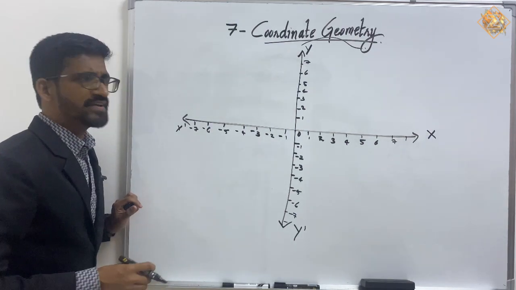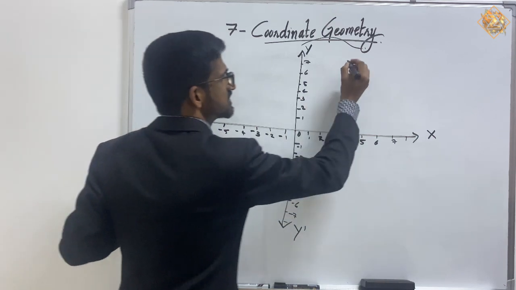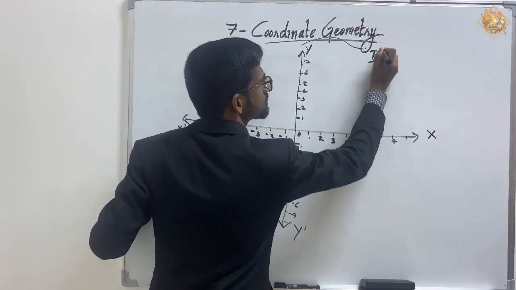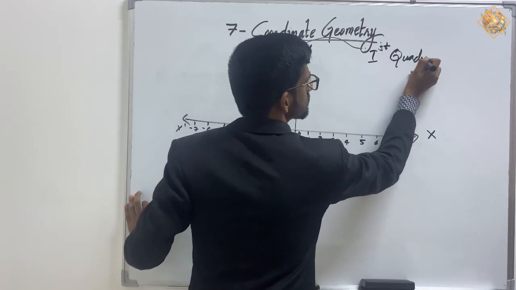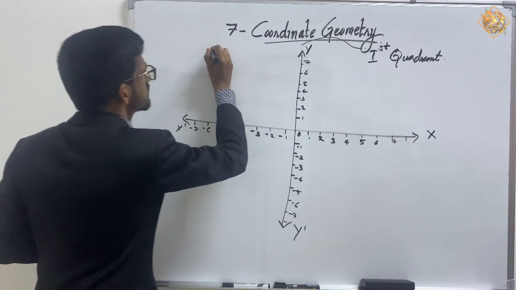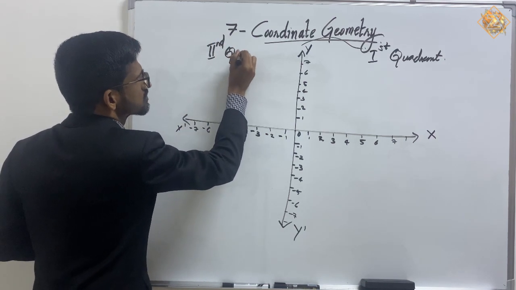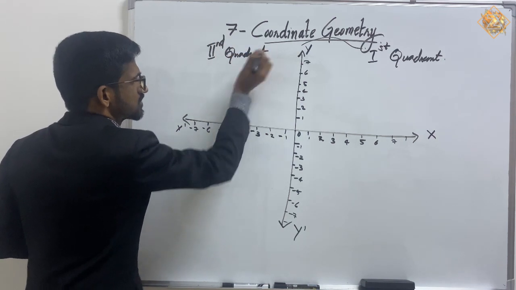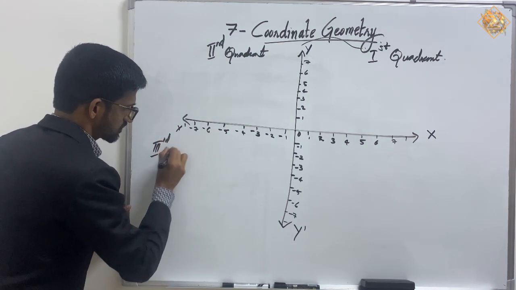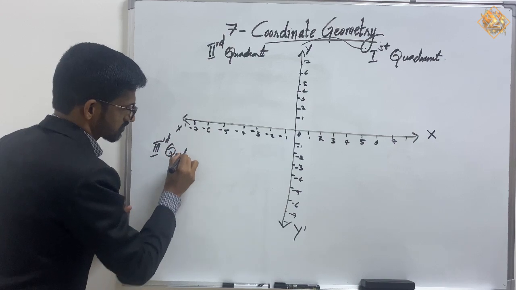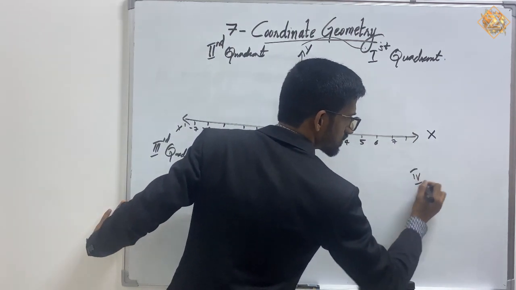And we can divide this Cartesian plane into 4 quadrants. That is, this is the first quadrant, this is the second quadrant, this will be the third quadrant, and this is the fourth quadrant.